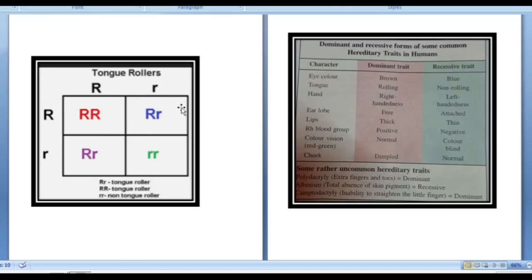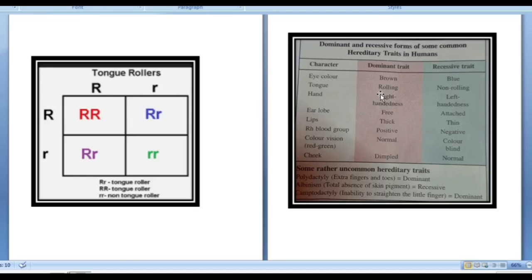So this is how the inheritance is carried out from parents to offsprings. Now let us look at some of the common dominant and recessive forms of some common hereditary traits in humans. First is eye color. In eye color, brown color is dominant and blue color is recessive.